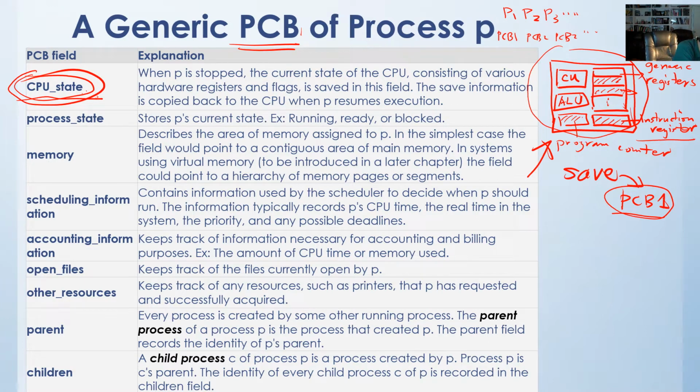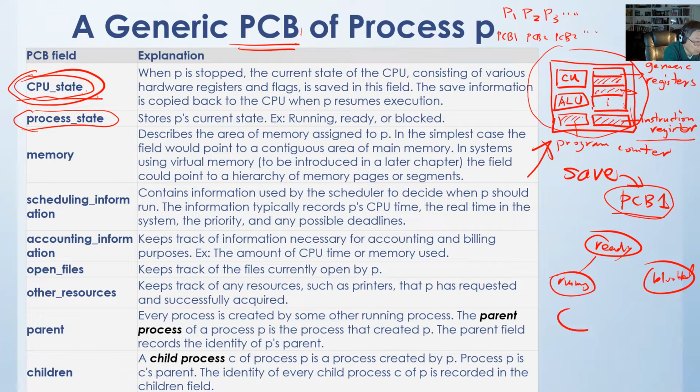And then the process state, that part is easy to understand. Remember, the process state has a ready state, running state, and blocked state, and there might be some other states, right? Okay, but these are the information that will be stored.